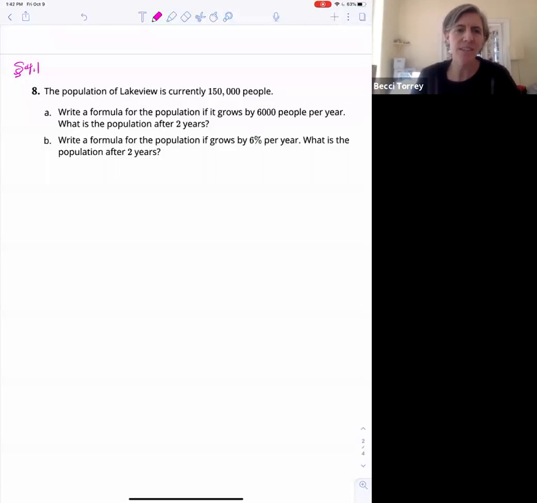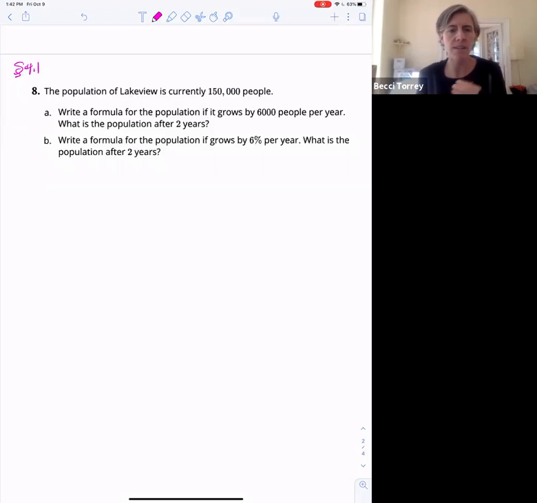Hi everyone, this is problem number 8 from section 4.1, and the problem says the population of Lakeview is currently 150,000 people. And part A asks us to write a formula for the population if it grows by 6,000 people per year, and what is the population after 2 years.